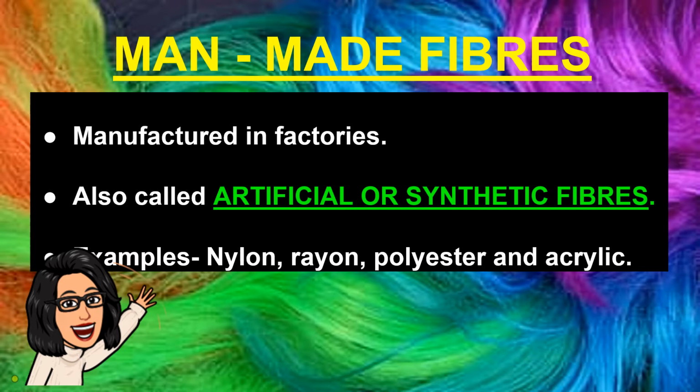Now man-made fibers. Man-made fibers are also called artificial fibers or synthetic fibers. They are not provided by nature. Instead, they are manufactured in factories. A few examples of man-made fibers are nylon, rayon, polyester, etc.